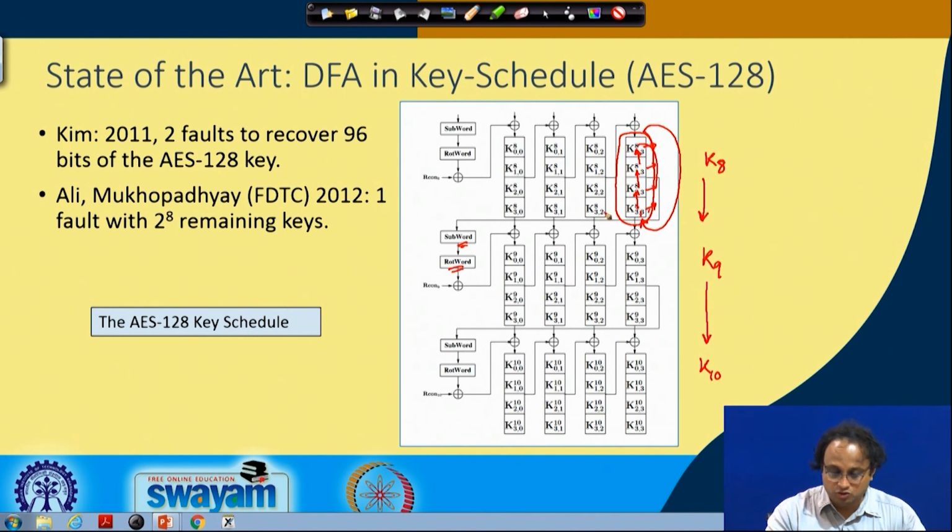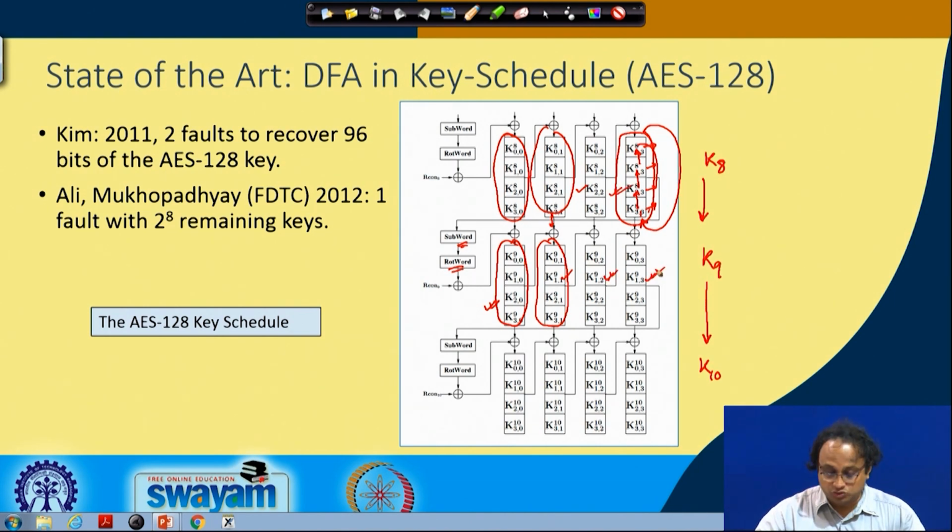And then you XOR with this column to give the first column of the 9th round key. The remaining 3 columns are obtained in a much simpler way. We XOR this column with this column to get this column, and likewise you XOR this column with this column to get this column, and again you XOR this column with this column to give you this column.